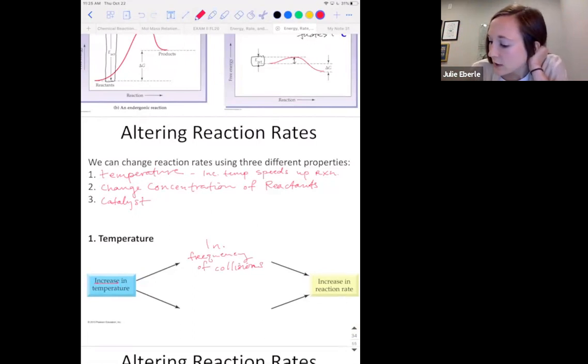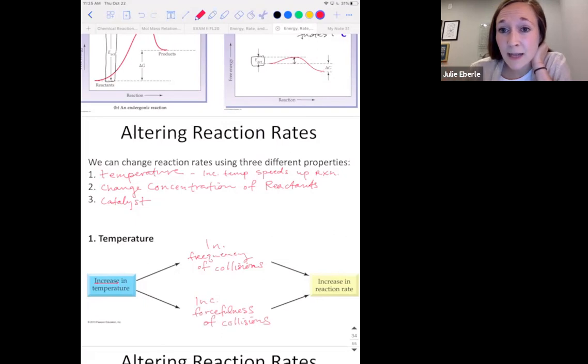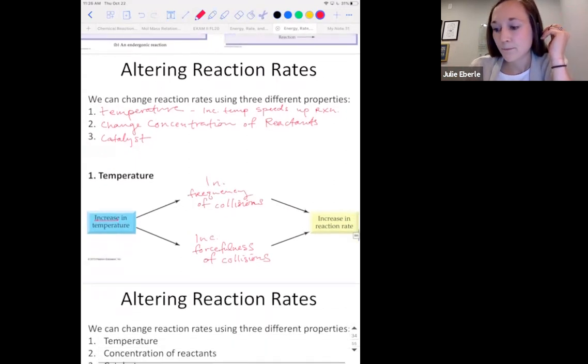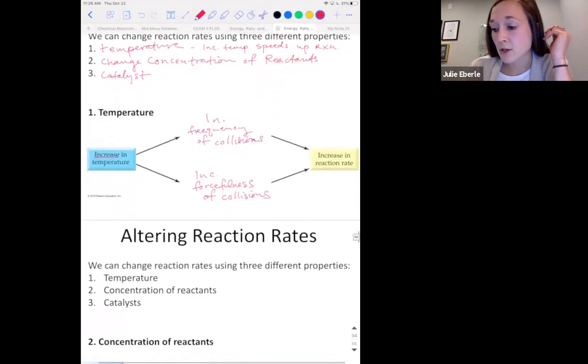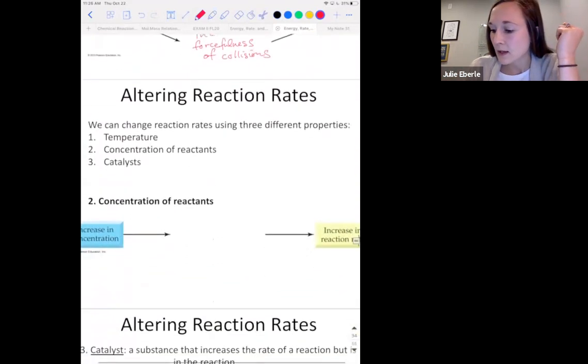All right. And it also increases the forcefulness of collisions. Okay. And what that does is that gives a better chance of meeting that activation energy. Remember, I said molecules have to have proper orientation and they have to have sufficient energy. And if you're increasing the forcefulness with which they collide, then you're giving a better chance that they'll have the right amount of energy they need to react. Okay. So we can increase temperature to increase reaction rate. We can decrease temperature to decrease reaction rate.